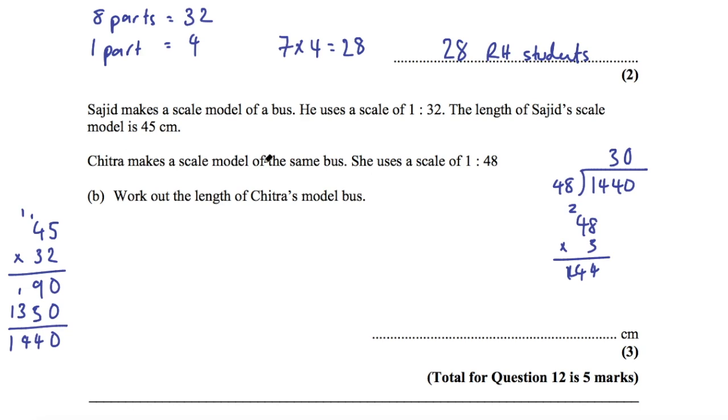So Chitra's scale model will be 30 centimeters. So we used this scale to find the length of the real bus, and then because her scale was 1 to 48, we had to divide the size of the real bus by 48 to get the size of her scale model, which was 30 centimeters.